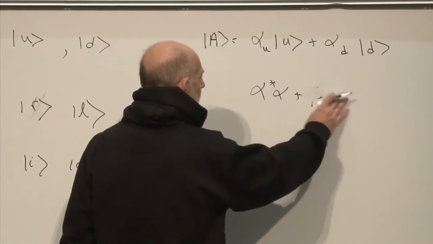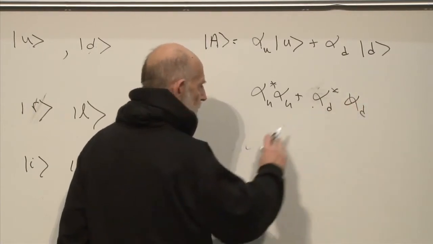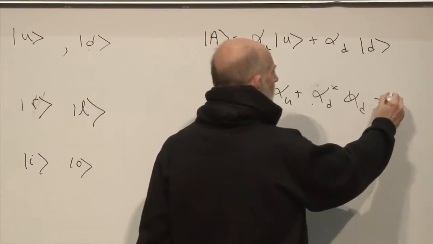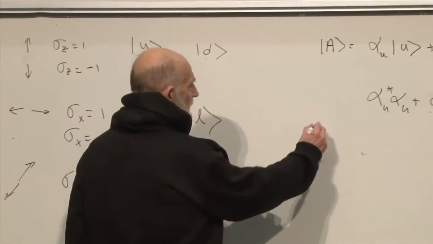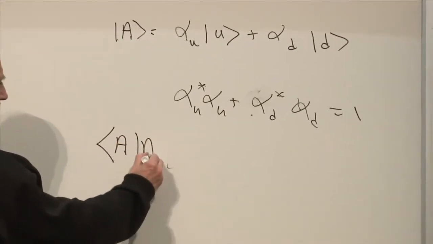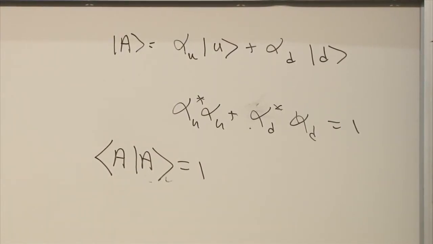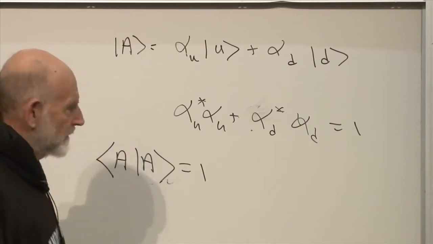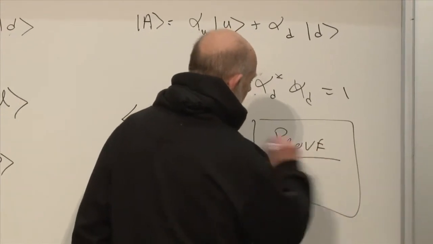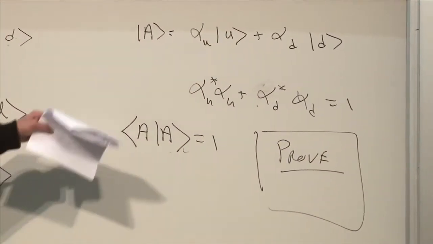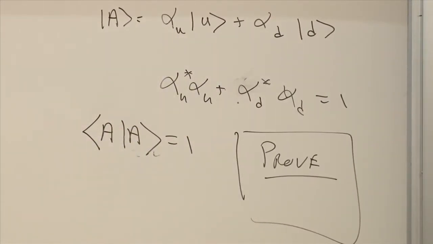plus, not beta, alpha up star alpha up plus alpha down star alpha down. Did I use beta before? No, okay. Should equal 1. But that's equivalent to the statement that the inner product of A with itself is equal to 1. When we think about it, prove this. Prove that alpha star alpha summed over up and down is equal to the inner product of A with itself.